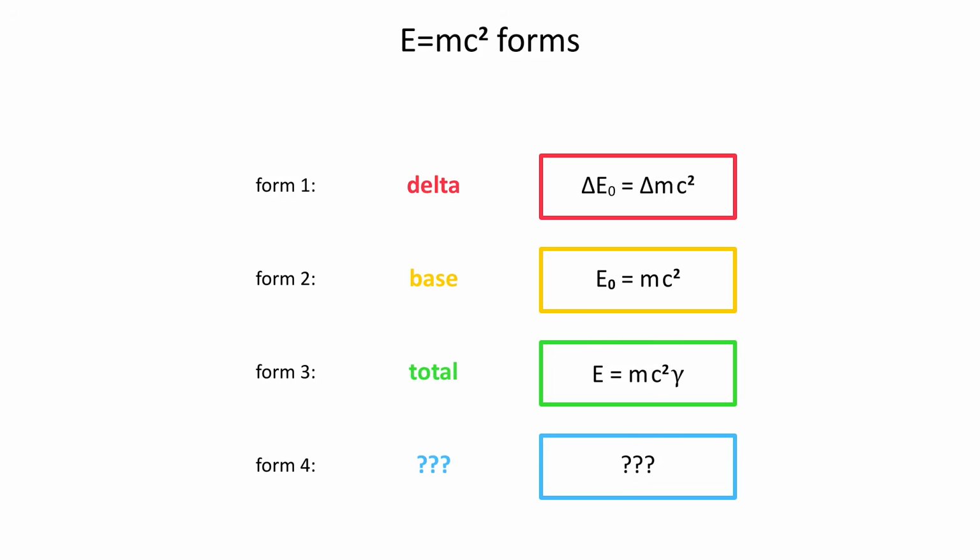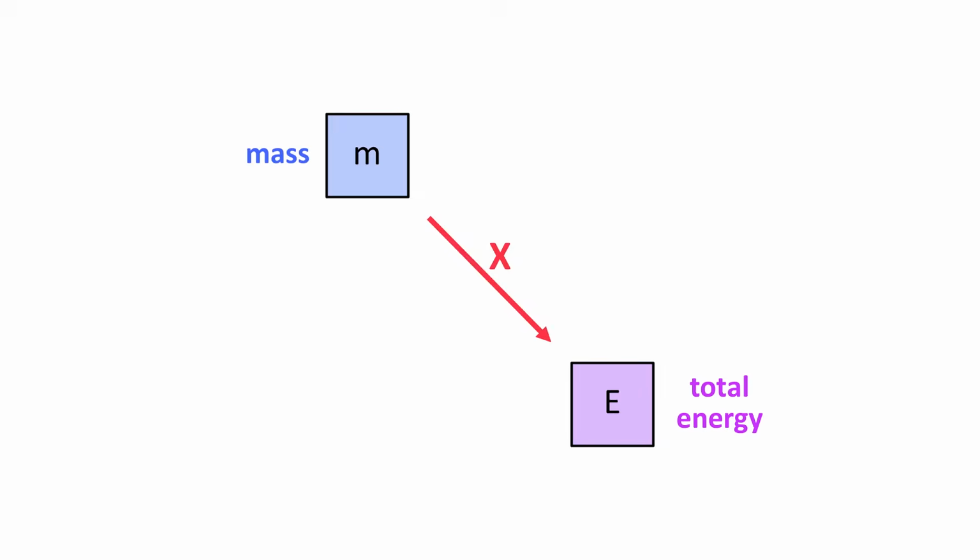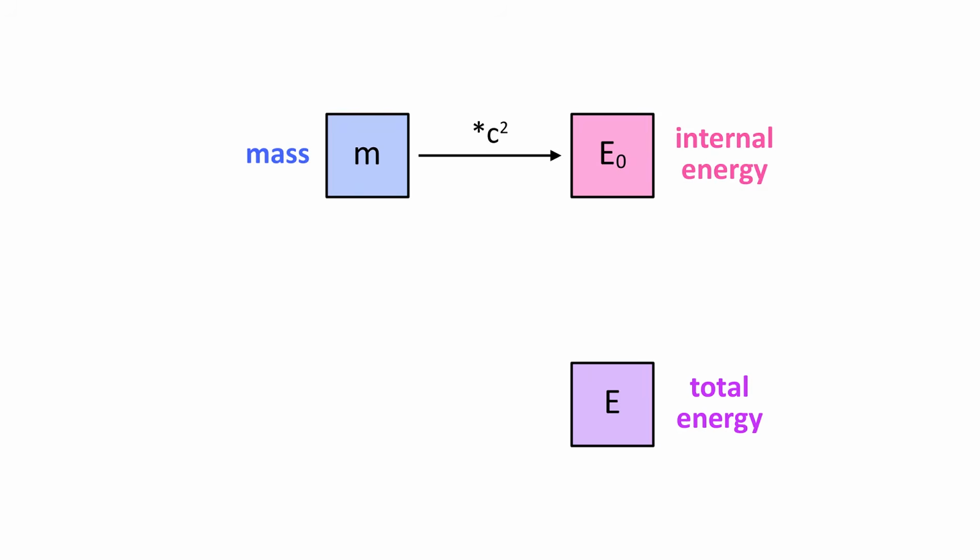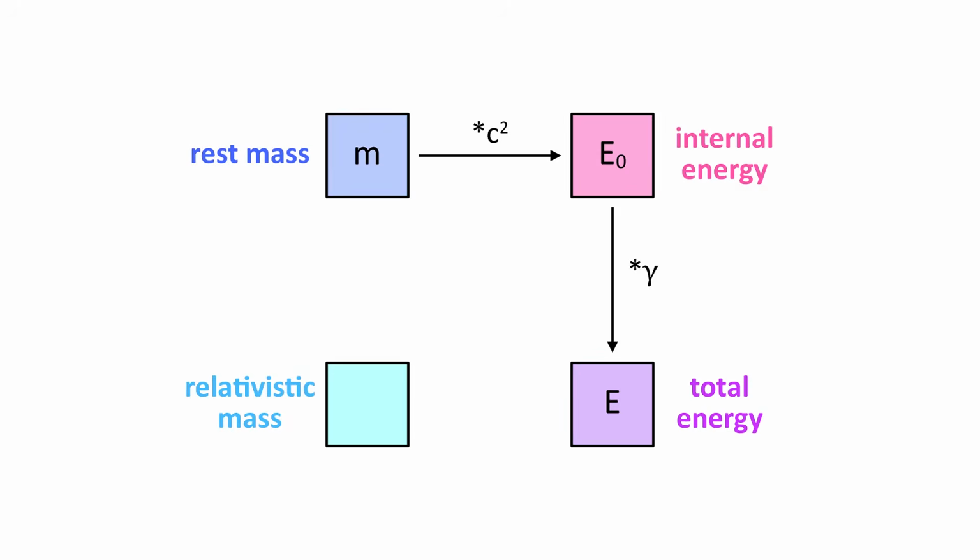According to this form, mass and energy are actually not exactly equivalent. Mass is equivalent to internal energy, but for total energy, there is a bonus multiplier equal to gamma. But we can actually bring back the equivalence using a concept known as relativistic mass.